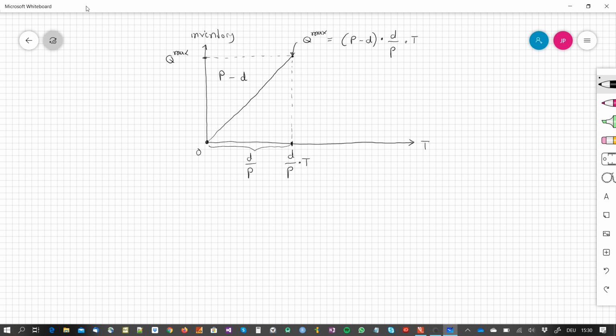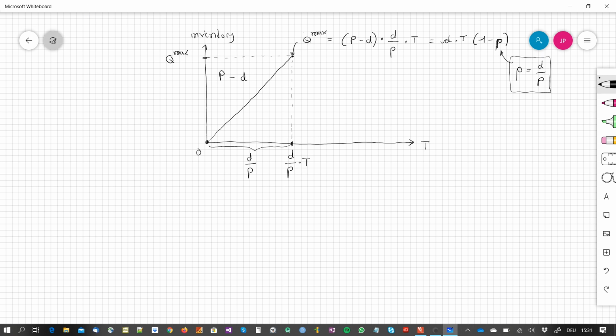This looks a little bit complicated with a lot of P's and D's, so we can rearrange the terms a little bit. So we get D multiplied by T, times 1 minus rho, and the Greek rho is defined as D divided by P.